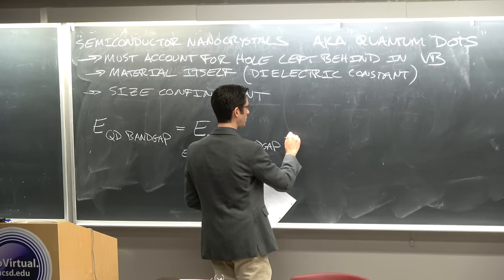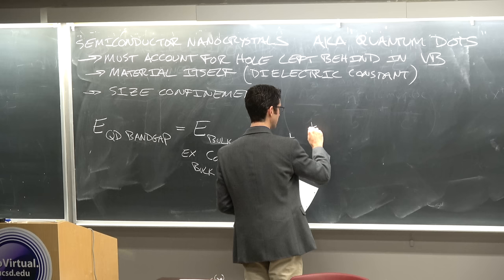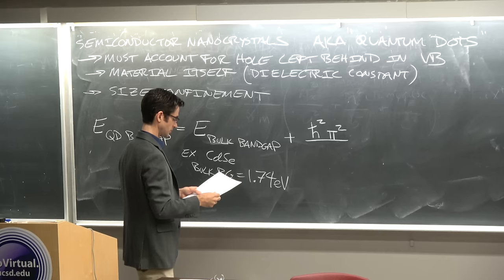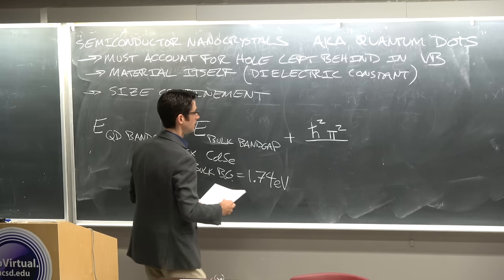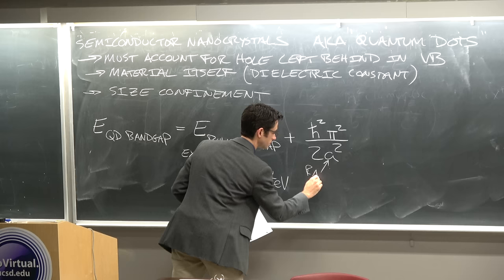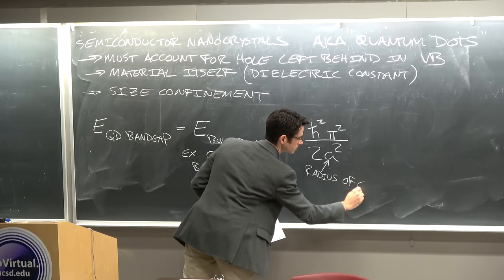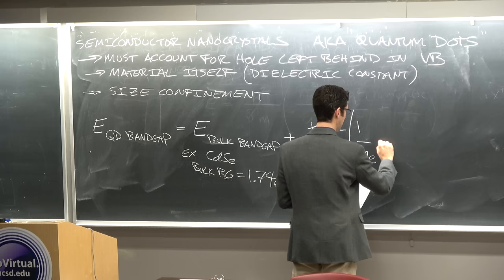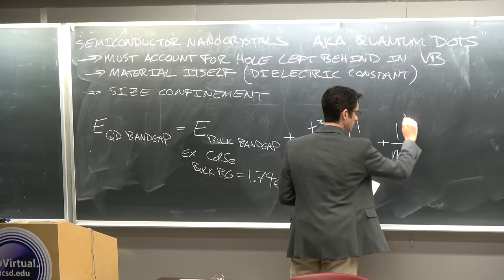The band gap increases by an amount that is dictated by the particle in a box. I'm not going to derive this. I'll just show it to you and show you where it comes from. But you will almost certainly derive it in 204, or 104. So you have h bar squared pi squared over 2a squared, where a is the radius of the quantum dot, times the reduced mass: one over the mass of the electron plus one over the mass of the hole.